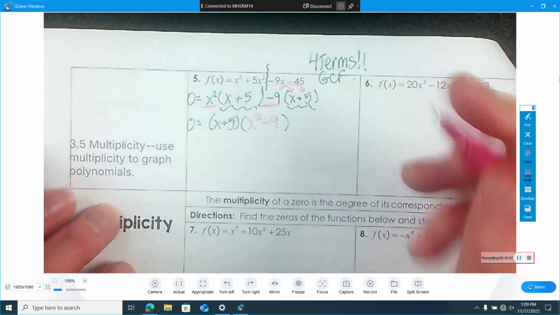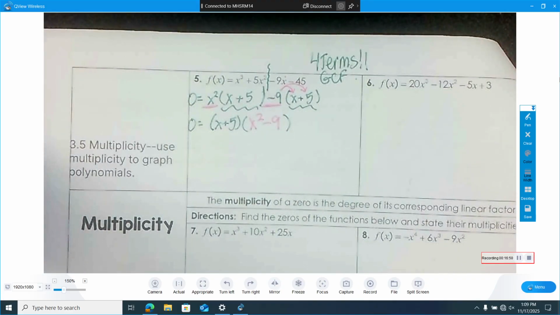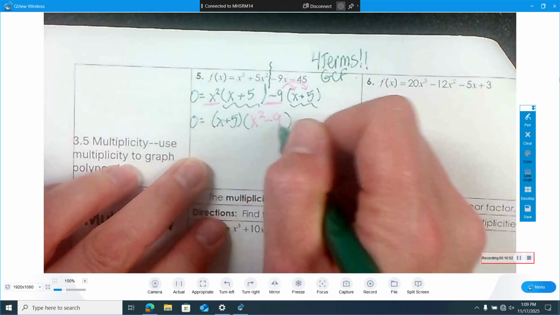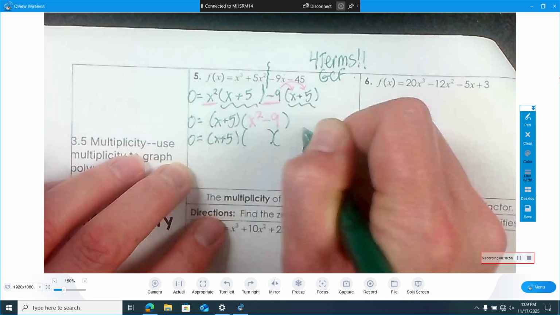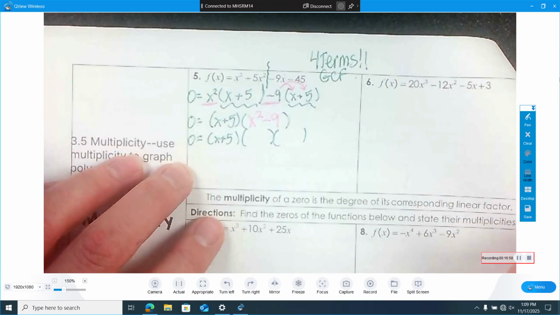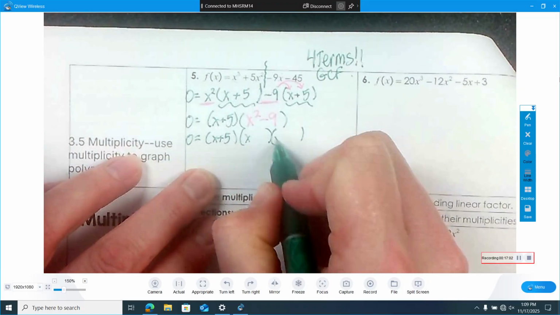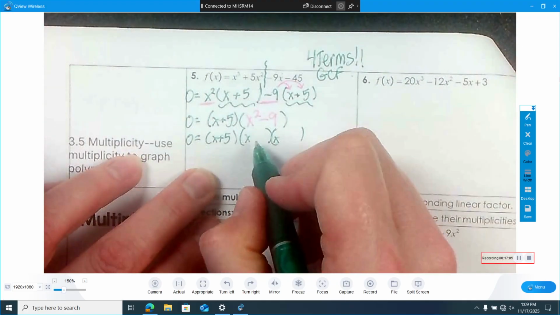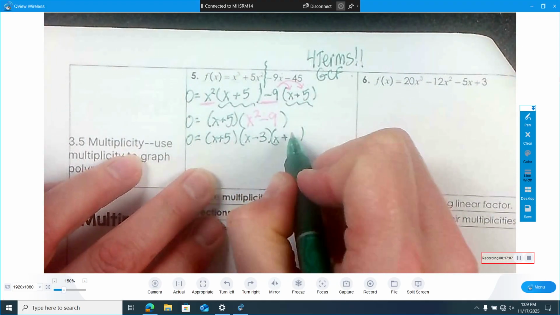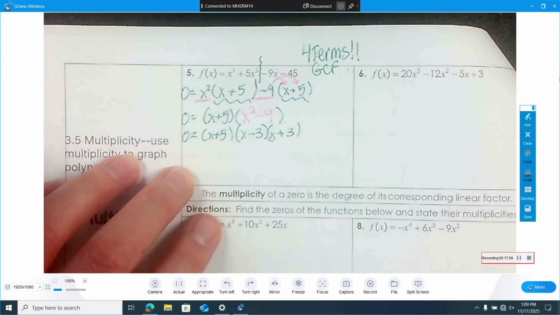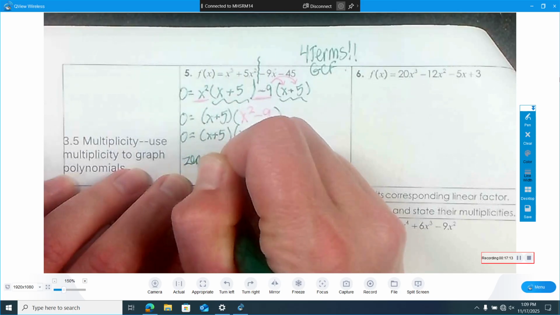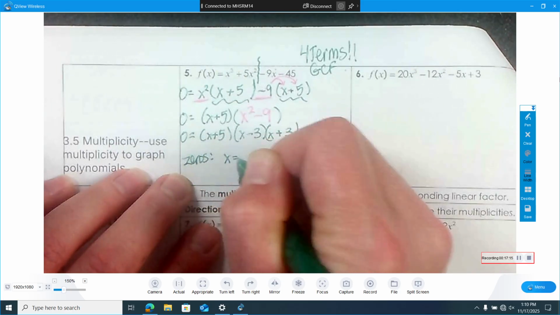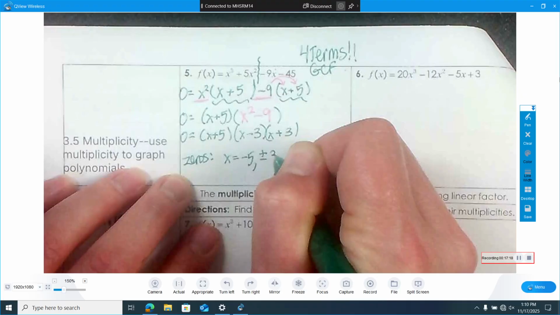All right, what can we do with x squared minus 9? Double bubble that. We get x plus 5, and then how does x squared minus 9 factor? X times x and negative 3 and positive 3. So there's our linear factors. And what are our zeros? Negative 5, and plus or minus 3.